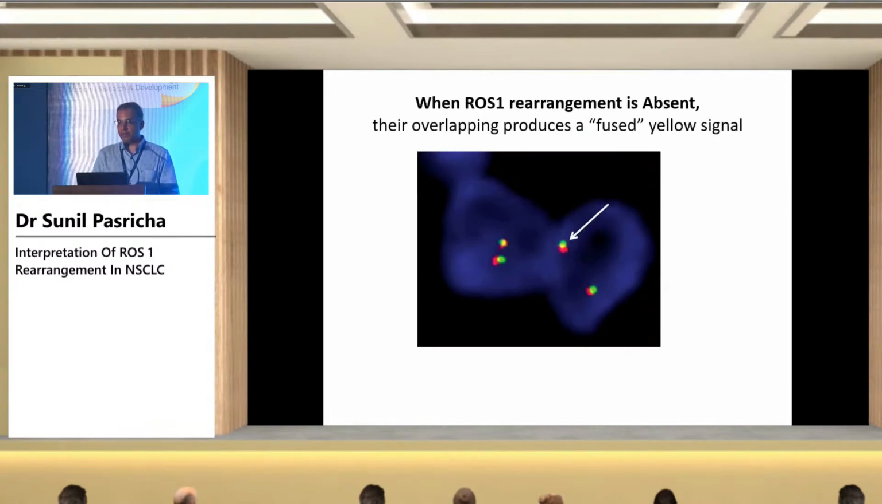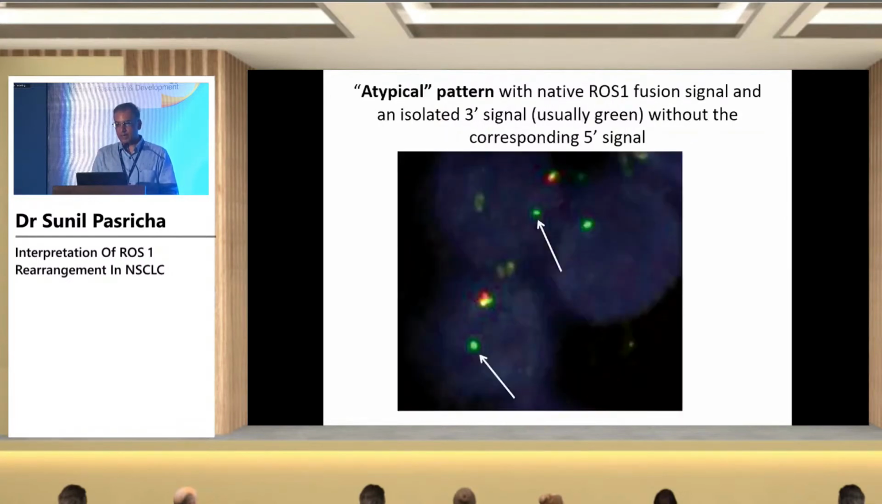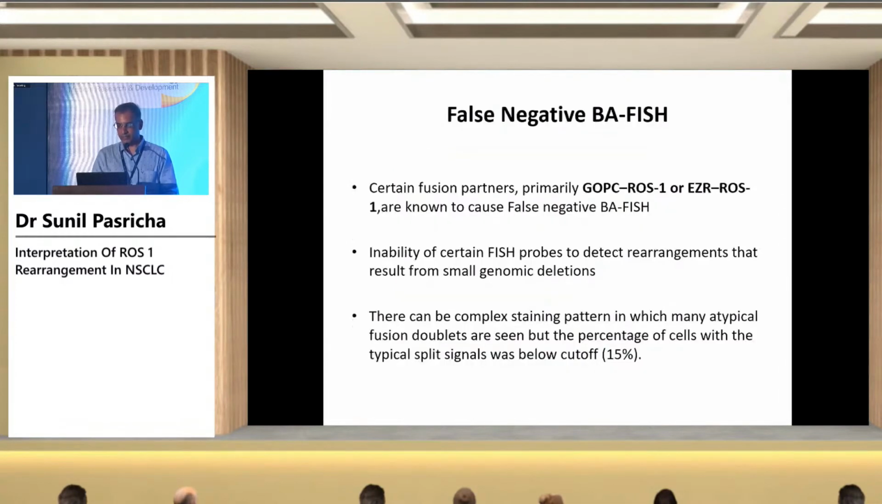So this is showing the ROS1 rearrangement when it is absent. There will be no break apart, and a fused yellow signal will be seen, as shown by the white arrow. And when a ROS1 gene rearrangement is there, the classical pattern shows one fusion signal and two separated 3' and 5' signals, and these two signals should be separated by twice the diameter of a signal. This is the atypical pattern with the native ROS1 fusion signal and an isolated 3' signal, that is the green, which is towards the centromeric end, without the corresponding 5' signal.